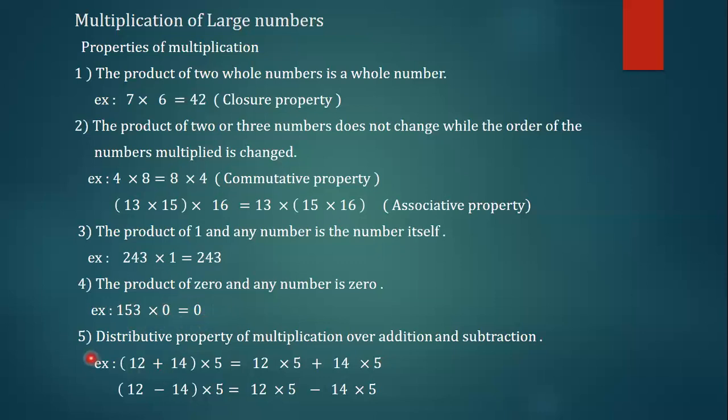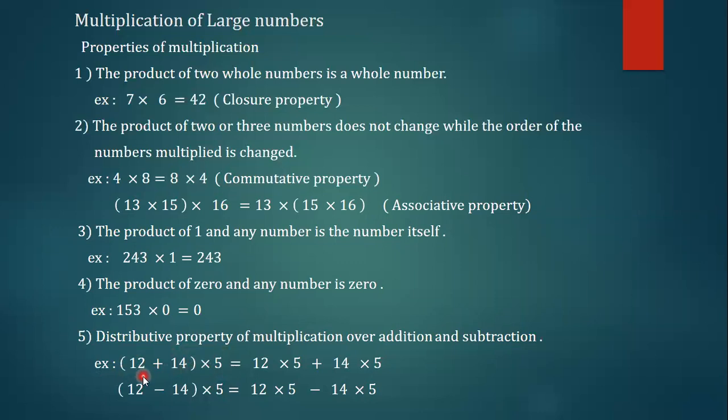Next one is distributive property of multiplication over addition and subtraction. Distributive property means you are distributing the numbers. It means that, for example, you are splitting this bracket. You are distributing this bracket with this digit. By seeing an example, you'll come to know how to do it.